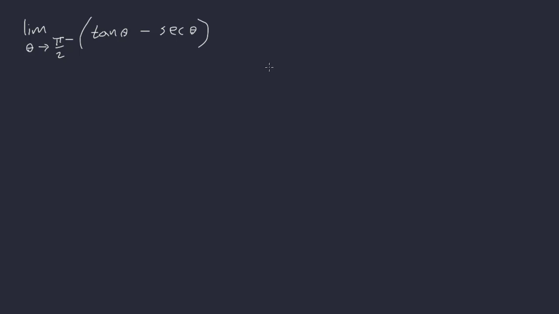All right, to show another example, let's say we have the limit as theta goes to pi over 2 from the left of tangent theta minus secant theta. All right, and whenever I see things like this, I'll go ahead and rewrite these trig things, right? So tangent is sine theta over cosine theta, while secant is 1 over cosine theta.